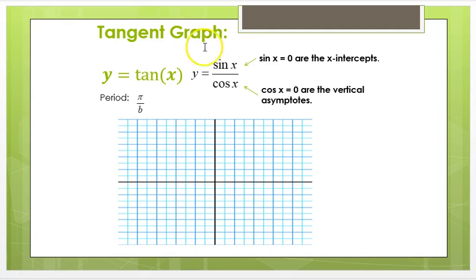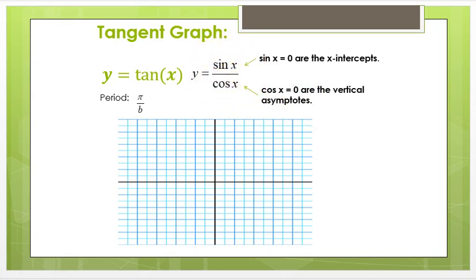Or you can instead focus on the sine and the cosine values to determine where your intercepts are and where your asymptotes are. Because remember, tangent is defined as sine divided by cosine. So if you know when the numerator is equal to 0, those will be where your x-intercepts occur. And if you know when cosine of x is equal to 0, those will be the undefined values, so those create the vertical asymptotes.